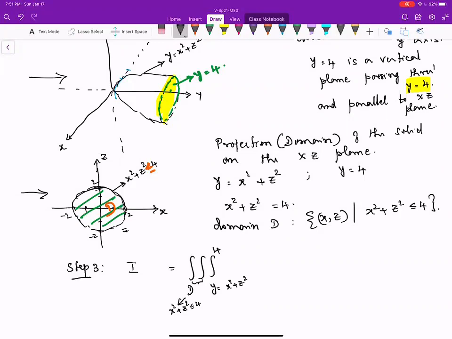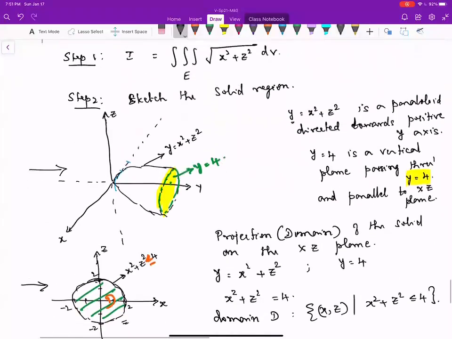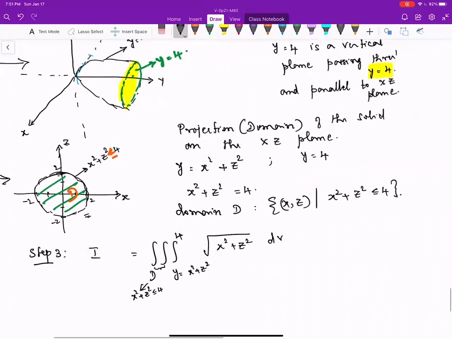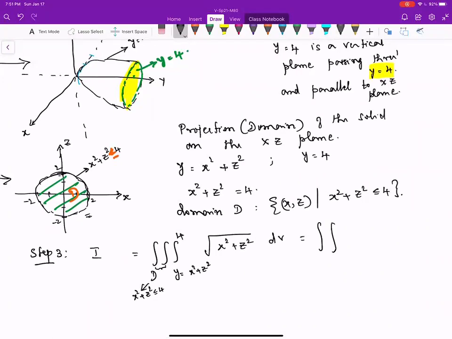So instead of splitting them into three parts, x, y, z, suppose you are going to do this. Of course, inside the integrand is going to remain the same, square root of x square plus z square dV. If you are going to keep this in rectangular form, x is running from negative 2 to 2, then z running from, if you look at this part of the disk, negative square root of 4 minus x square to positive square root of 4 minus x square.